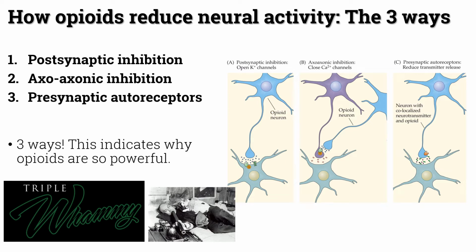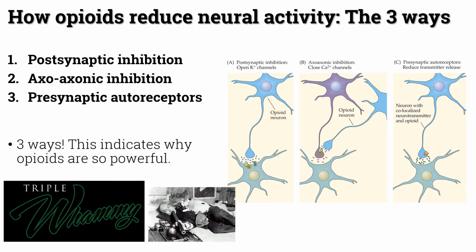Starting from panel A, we'll look at postsynaptic inhibition. The idea here is that the opioid neuron opens calcium channels on the postsynaptic neuron, resulting in an increasingly hyperpolarized cell. As the interior of the cell becomes more negative, it becomes less likely to fire, and the neuron is inhibited.